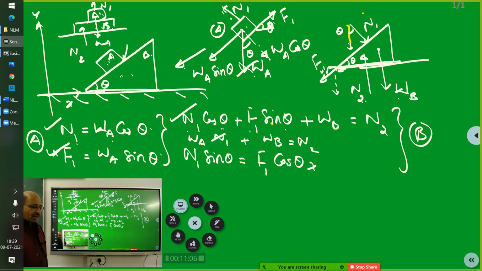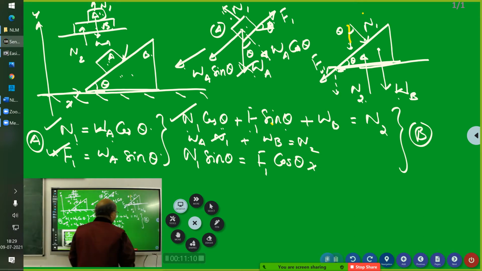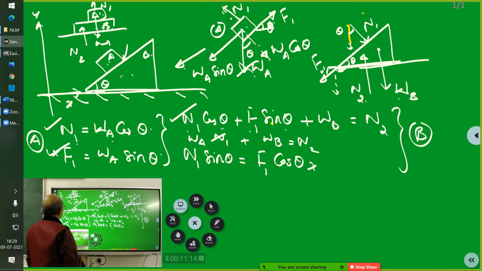This is one thing that we discussed yesterday. And the reason why I went on discussing this is, now supposing in this case it is at rest. Supposing this starts accelerating.